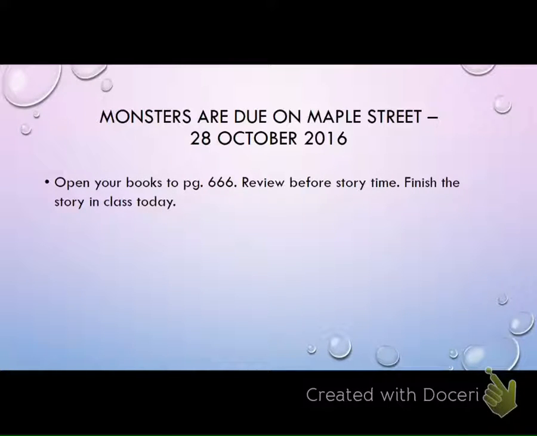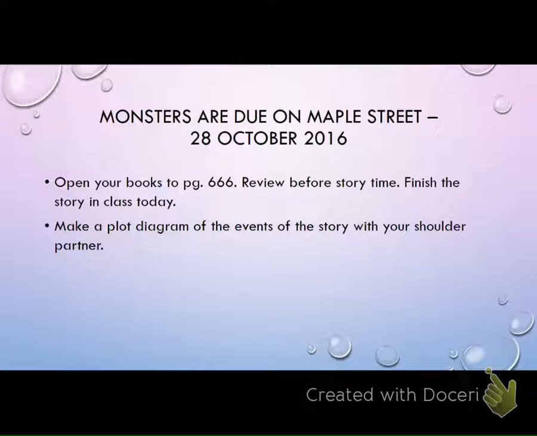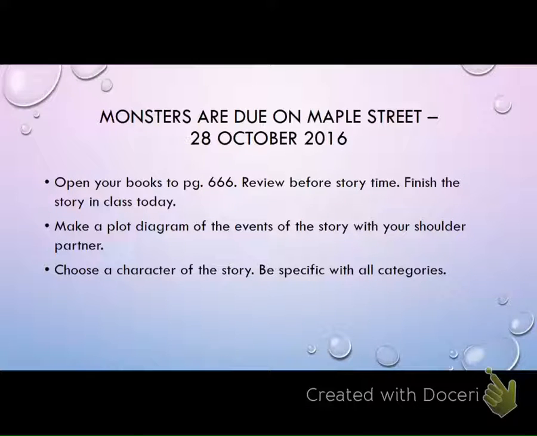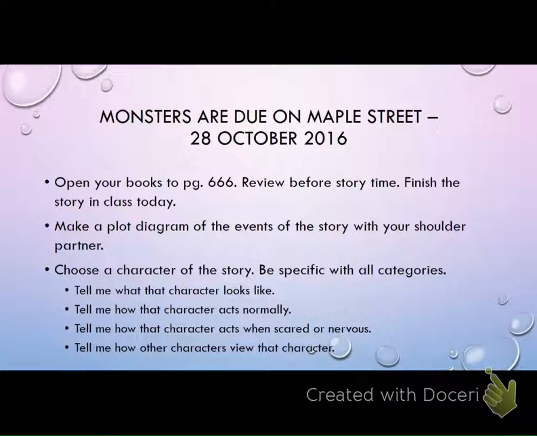So, The Monsters Are Due on Maple Street. By this point we've already finished the story. You have made a plot diagram of the story. So now you have to choose a character of the story. On a separate sheet of paper, you will need to show me this if you were absent, choose one of the following 5: either Tommy, Don, Steve, Charlie, or Goodman. One of those 5 characters. And answer the following questions for me.